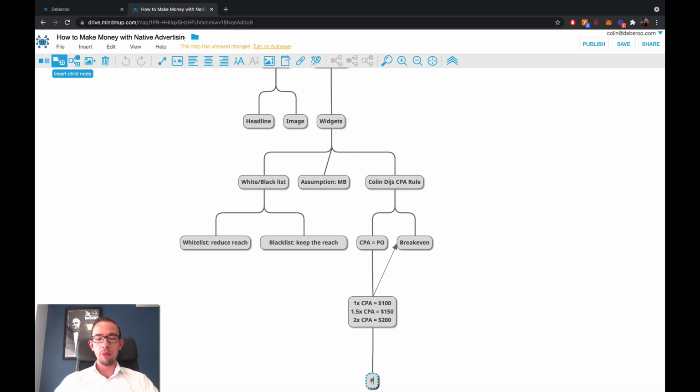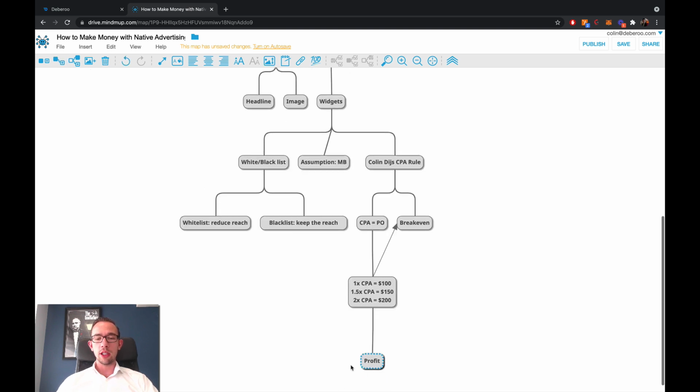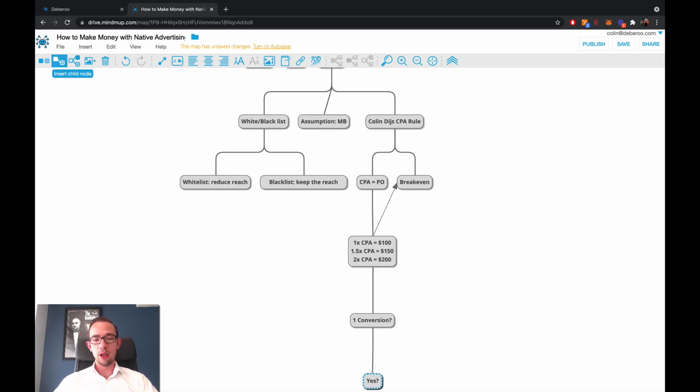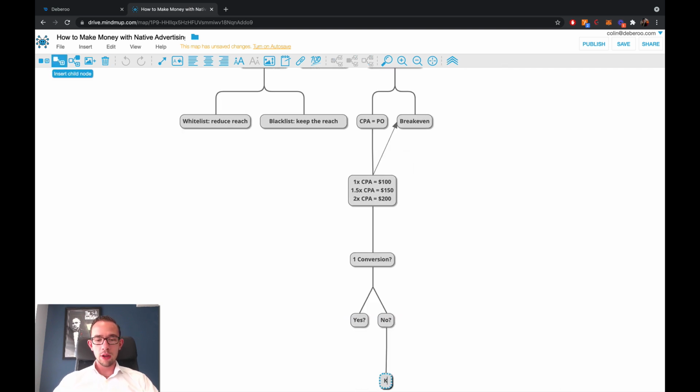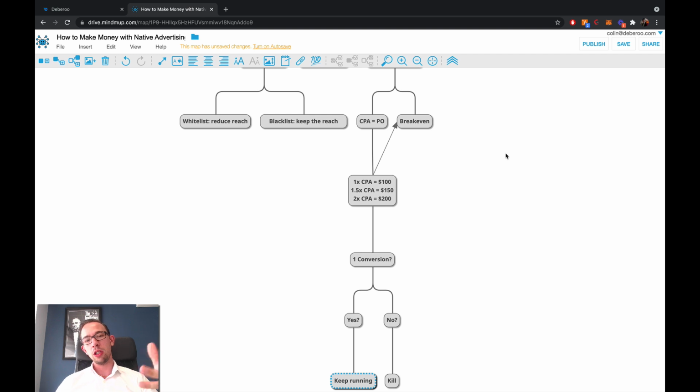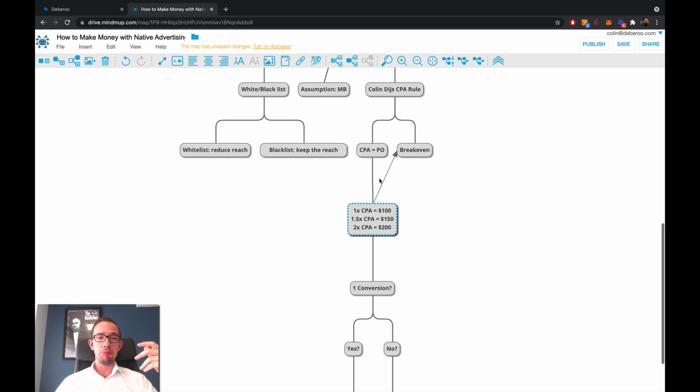So then what happens is either the widget converts and it would be break even or profitable, or it doesn't, right? So it would be profit, or I would say 1 conversion, and then it would be yes, no, kill, and this is keep running, right? It's super simple. All you have to do is buy. And what happens, because usually there's anywhere from 100 to 400 widgets, I wouldn't recommend you to run over 400 widgets. You either do not have a proper blacklist or do not have a proper whitelist.